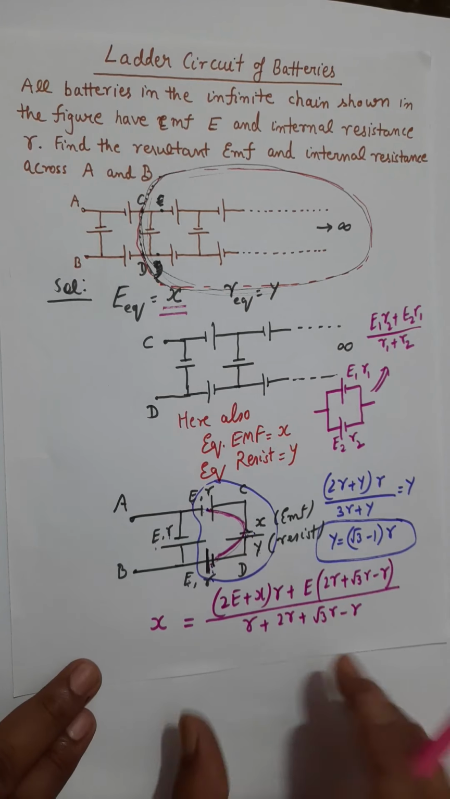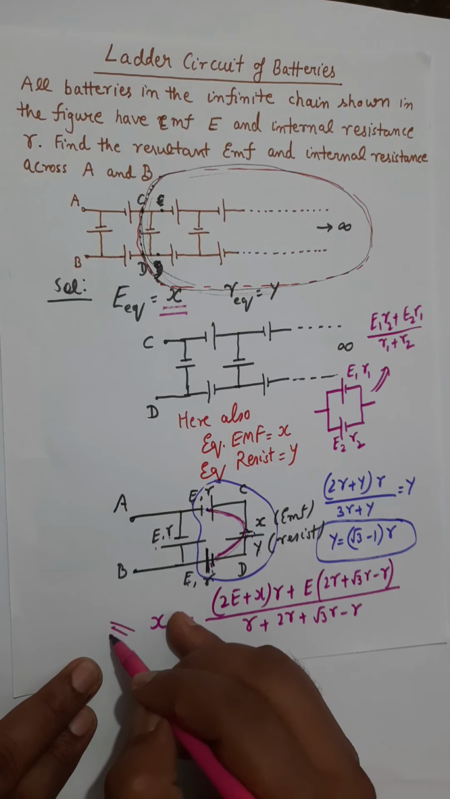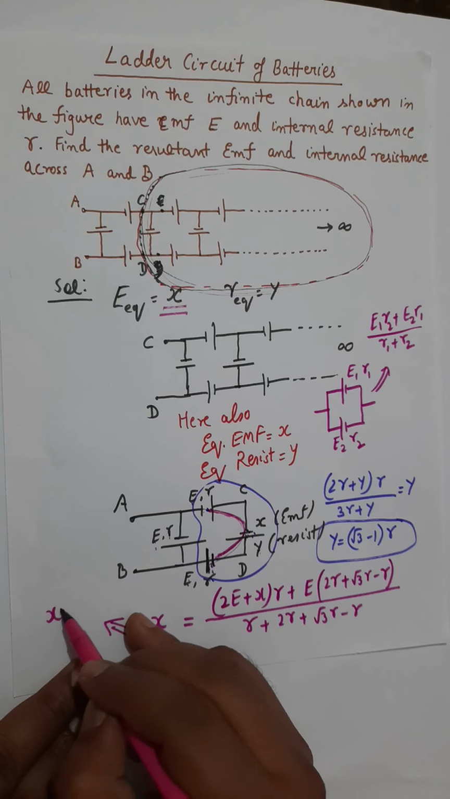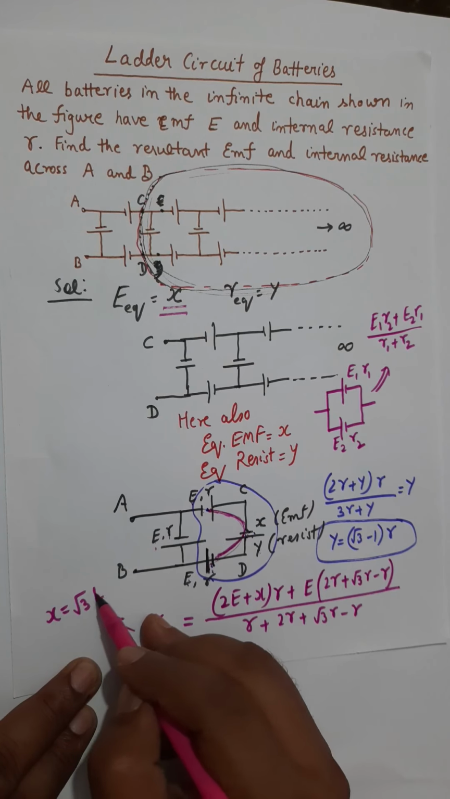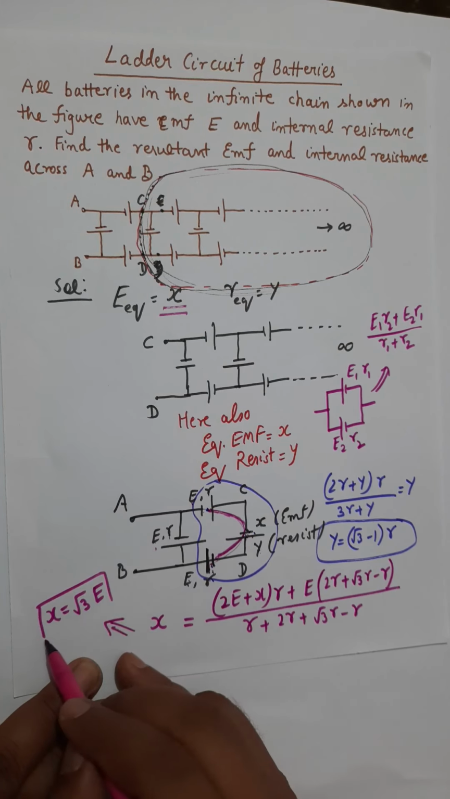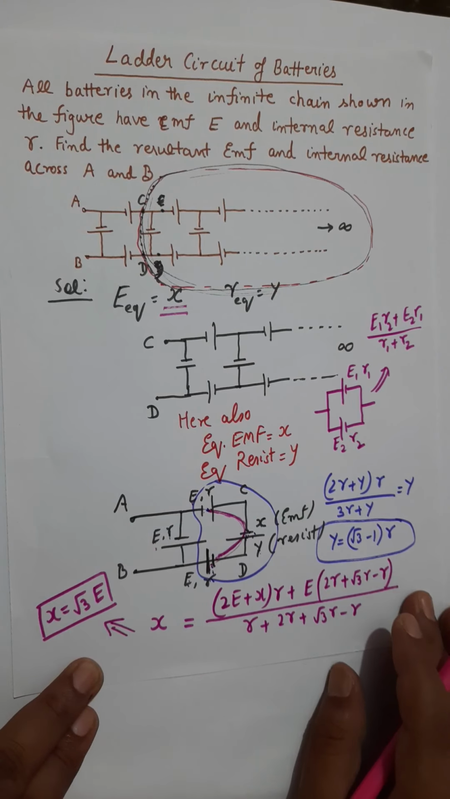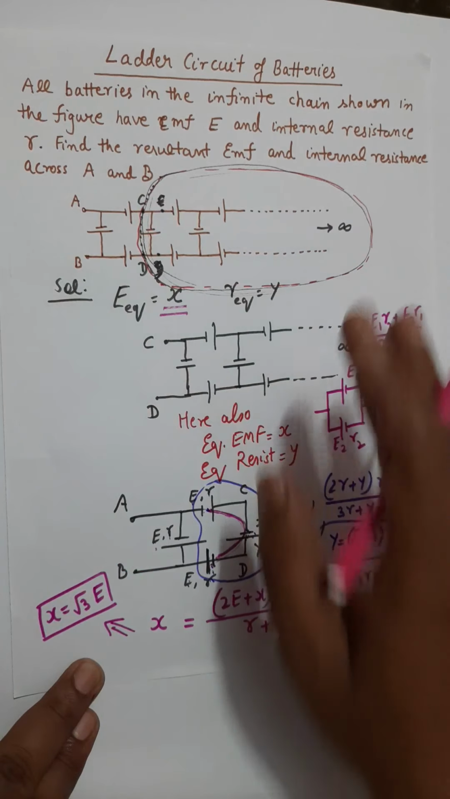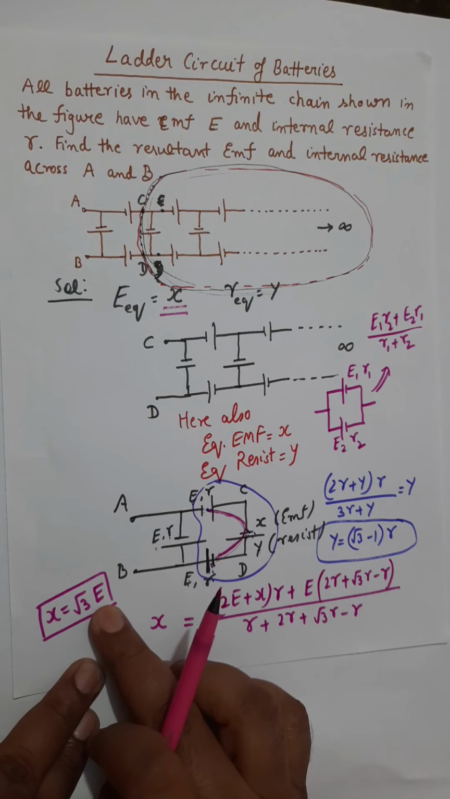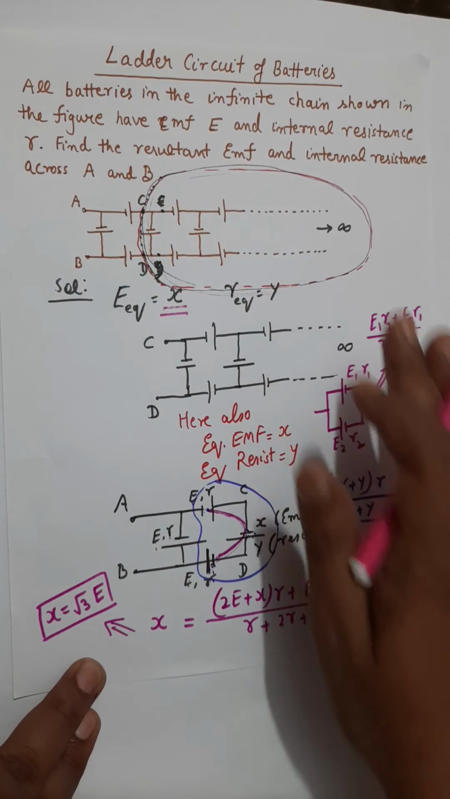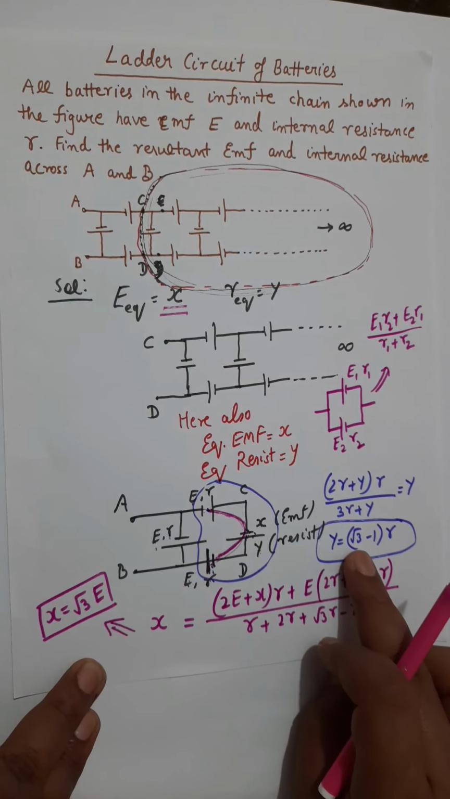Now if we simplify this expression, you get X equals root 3 E. So that is the equivalent EMF of this infinite chain. So this infinite chain has equivalent EMF of root 3 E, and this infinite chain of batteries has the equivalent resistance root 3 minus 1 times small r.